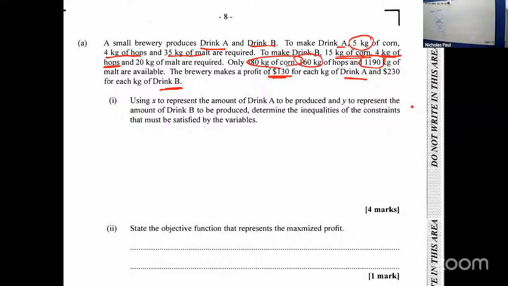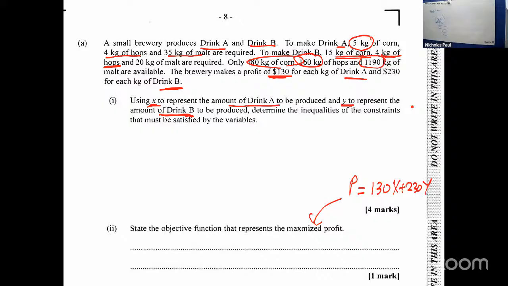This question was nice and told you that X is the amount of drink A and Y represents the amount of drink B. Sometimes they do not tell you that. My advice when that happens is to start with the objective function, because you want to maximize profits. You can see that the profit is 130 on every drink A and 230 on every drink B. So it might look like that. That's the objective function. From that, you might recognize that X could be drink A and Y could be drink B.